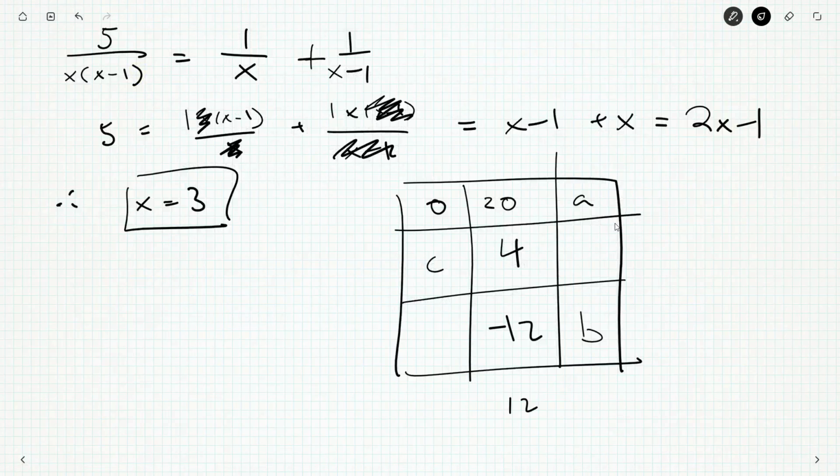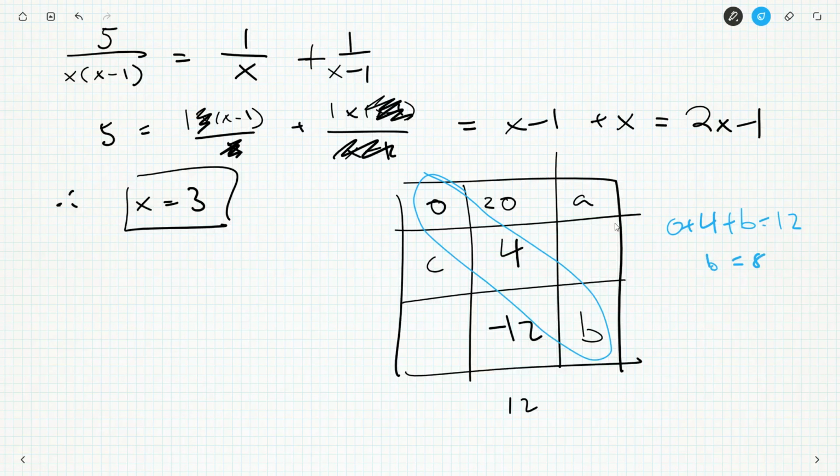All right. Well, I notice I've got a diagonal here. So this produces an equation involving B. 0 plus 4 plus B must be 12. Well, that means B is going to have to be 8. All right. What else can we do? We know B is 8, so now we know this blank, let's call it D, I guess. D minus 12 plus B is 12, but B is 8. So bring the 12 over to the side, bring the B to the other side. D is going to have to be 16.